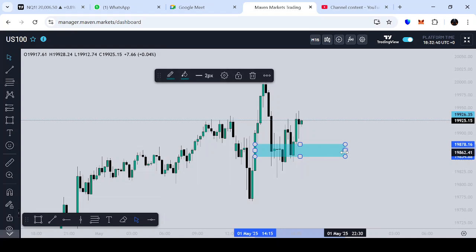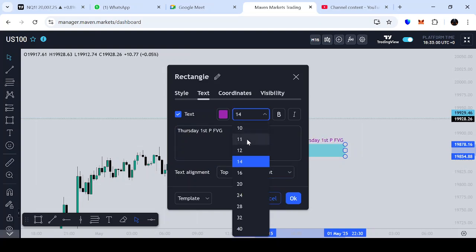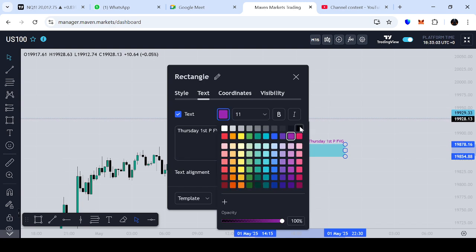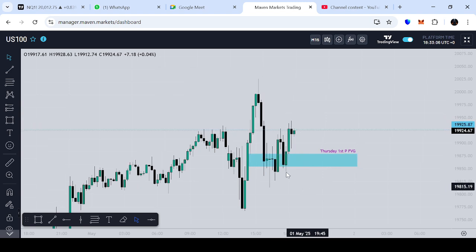You extend it to your right. That's the first presented fair value gap.